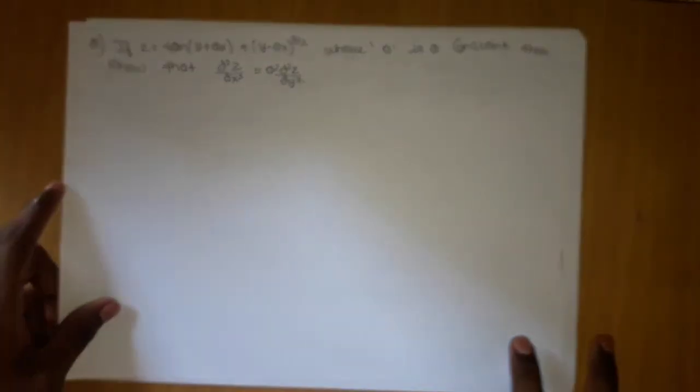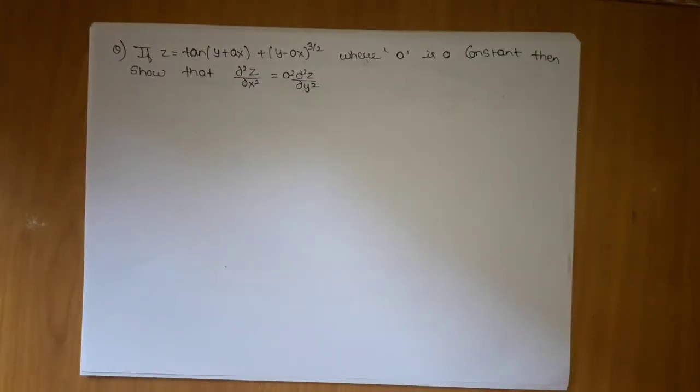Let's move on to the next question. So let's begin with the new question. If z equals tan(y + ax) + (y - ax)^(3/2), where a is a constant, then show that ∂²z/∂x² = a² ∂²z/∂y².